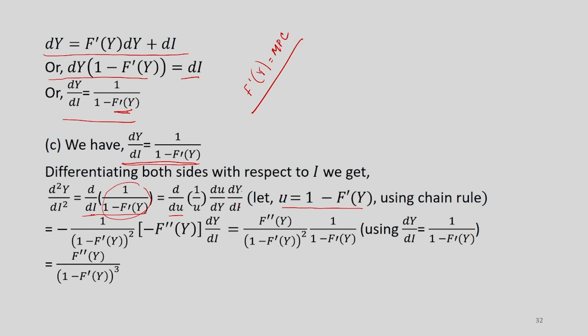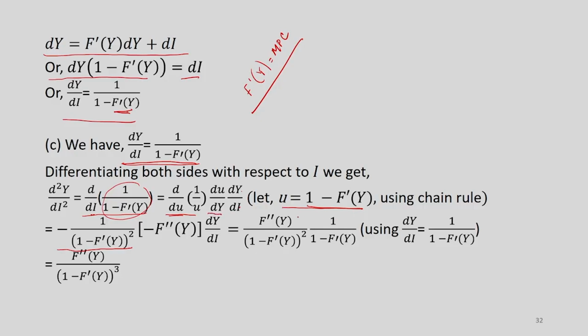Okay. In the next step, d/du of 1 divided by u. What is that? It is minus 1 divided by u square. So minus 1 divided by u square is coming here because this was u. So 1 divided by u square means 1 divided by 1 minus f prime of y, whole square.